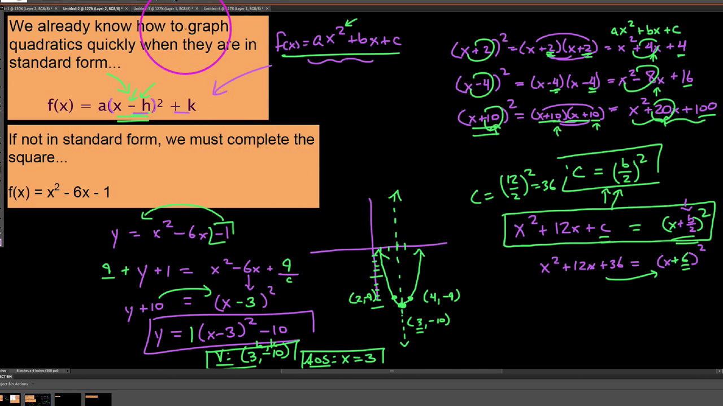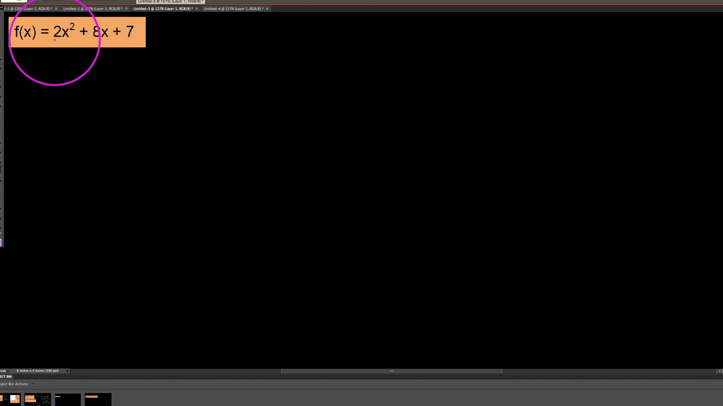In the next video, what we're going to look at is how you would complete the square when you have a trinomial where the a value is not equal to 1.